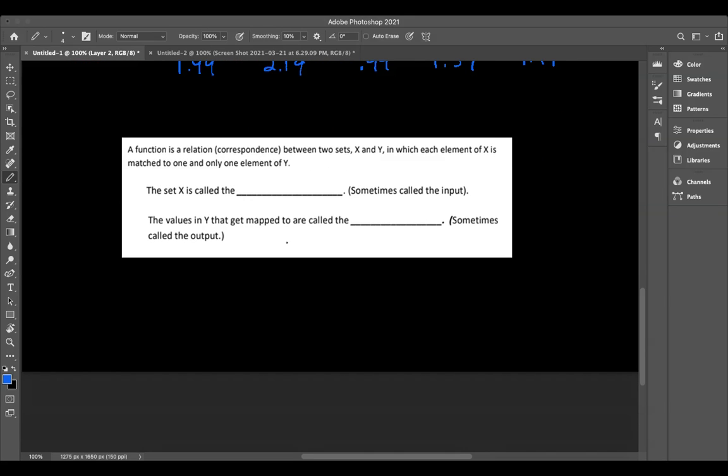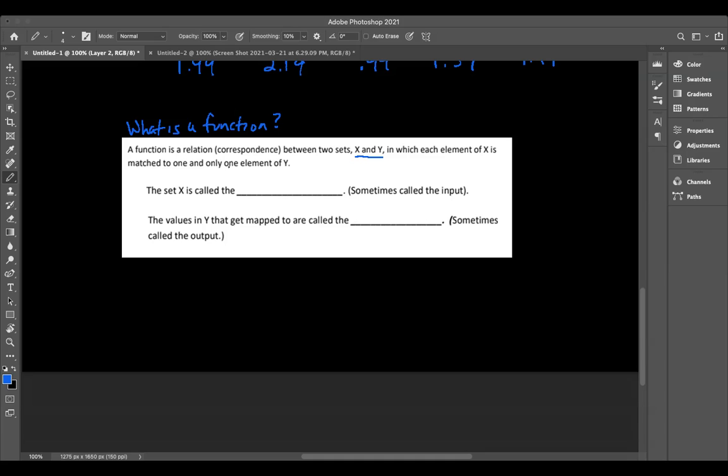All right, so the next one is, okay, so what is a function? Now I took the time to decipher what is a function. A function is a relation or correspondence between two sets, x and y, in which each element x is matched to only one element of y, just like I said. So basically a function is one input matched to one output, and that's how it works. If the input is matched to two outputs, then it is not a function.